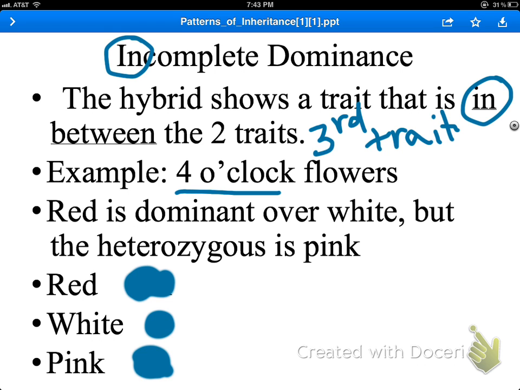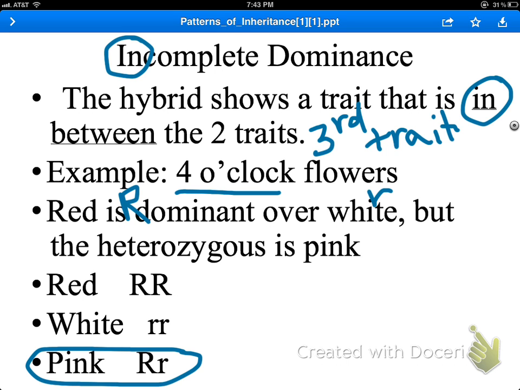In four o'clock flowers, red is dominant, so we're going to use a capital letter to represent red. And it's dominant over white, so we're going to use a lowercase letter to represent white. But the difference that makes this an incomplete dominant trait is that when you have a heterozygous, a capital and lowercase letter, you end up with a third color, which is pink, which was not there before. So 2 red alleles gives you red, 2 white alleles gives you white, and then this heterozygous group right here gives you a different third trait that was not there before.